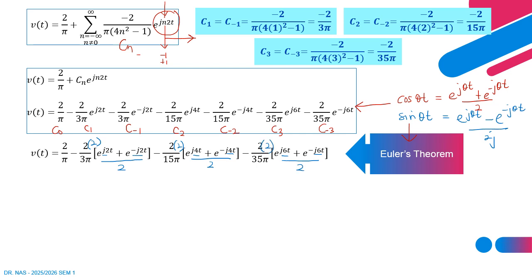Now finalize your equation. You have your Vt equal to 2 over pi, plus 4 over 3 pi cos 2t, minus the second harmonics and minus the third harmonics. You can also convert this negative into positive by having a positive pi phase shift.